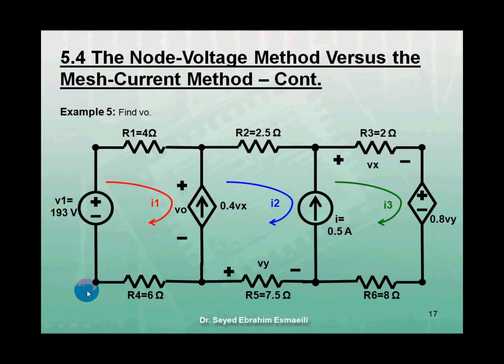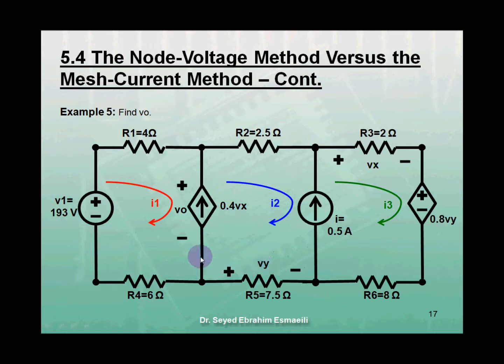In example 5, we need to find V out. Solving this problem using the node voltage method would require solving 3 simultaneous equations, excluding the equations related to dependent and independent sources. However, it would be simpler to solve this example using the mesh current method, since we noticed that we have two current sources shared between two meshes. We can combine all three meshes into one mesh.